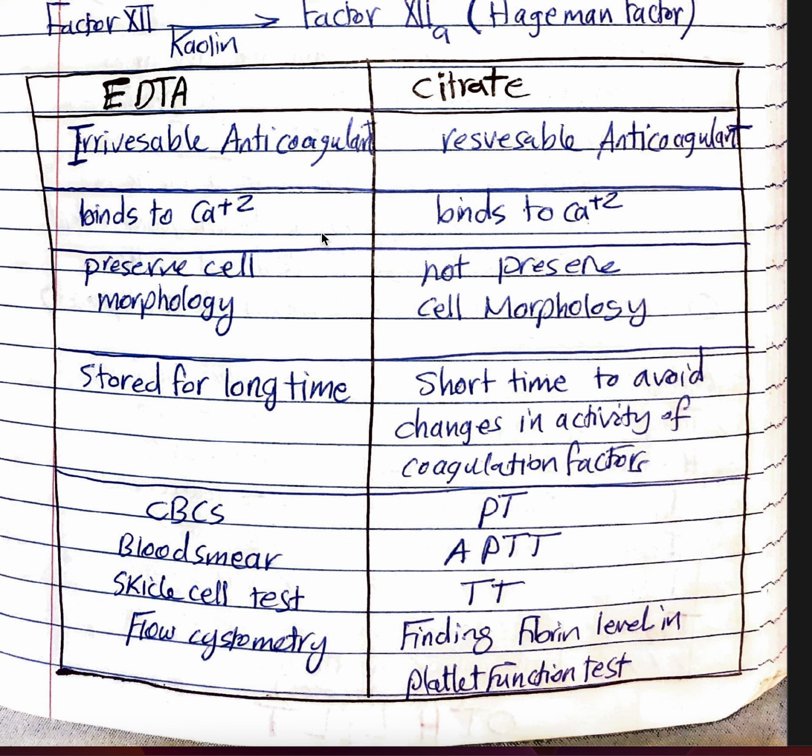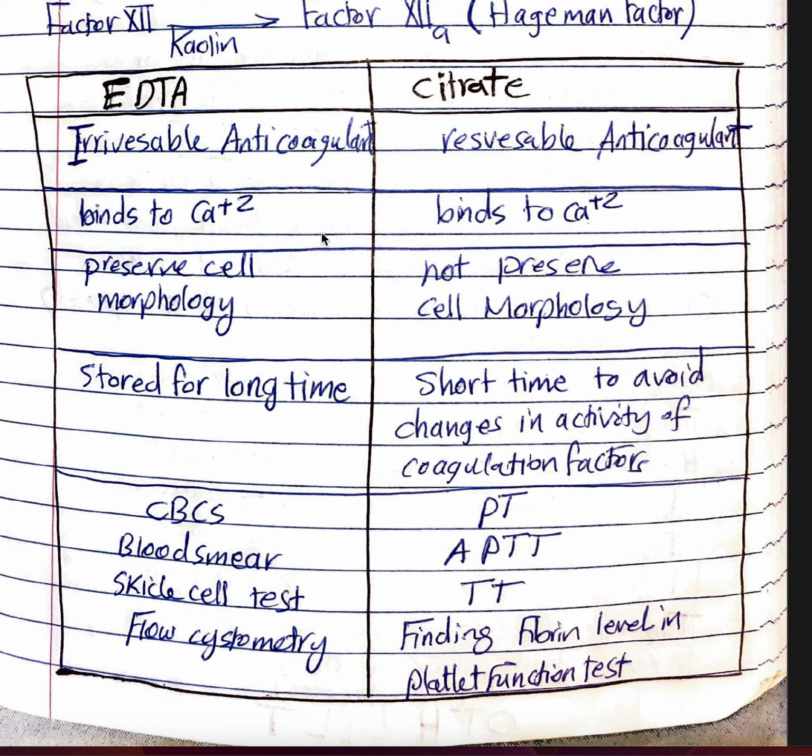But citrate, I use as a reversible anticoagulant. It also binds to the calcium, but does not preserve the cell morphology. It's short because it's reversible, and it's used to measure PT, TT, APTT, and also finding fibrin and the other thing, platelet function tests. All of that is associated with coagulation.